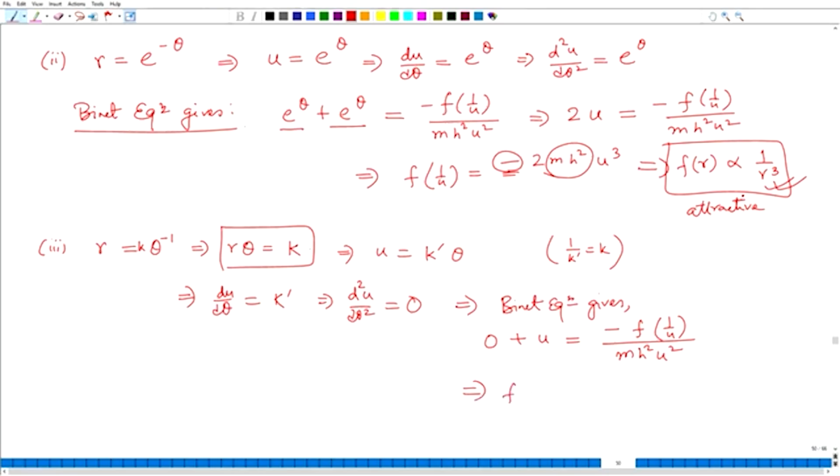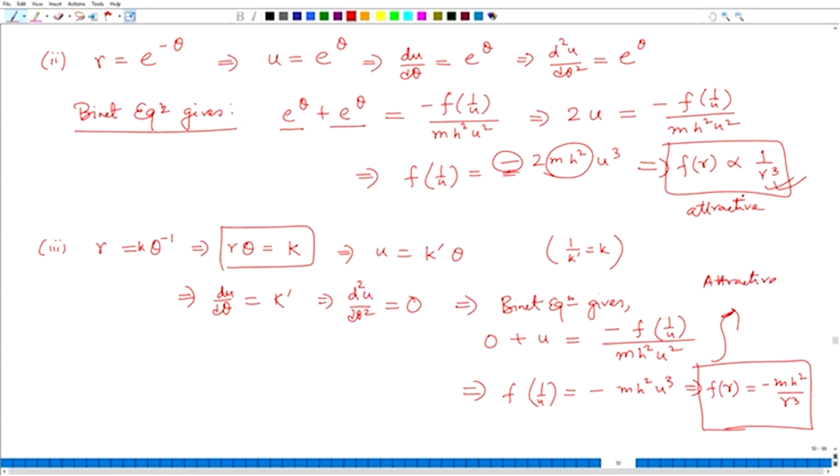Again you see your f is nothing but minus m h square u cube. So f of r is equal to minus m h square by r cube. So again you have an attractive inverse cube law. This is also an attractive inverse cube law. Okay.